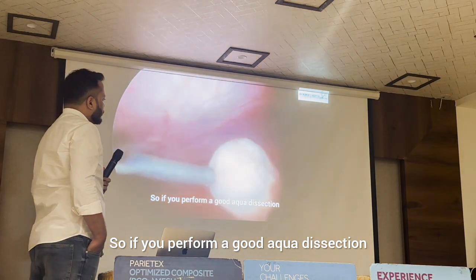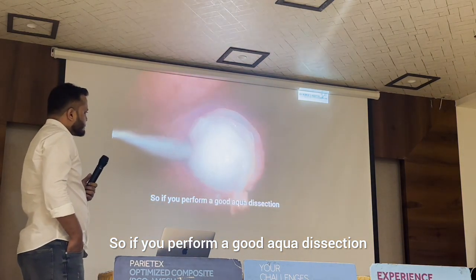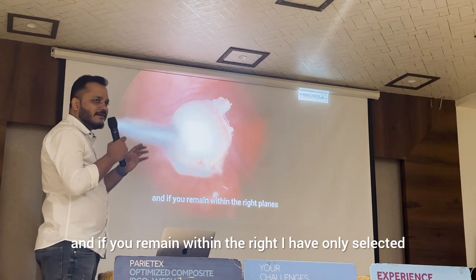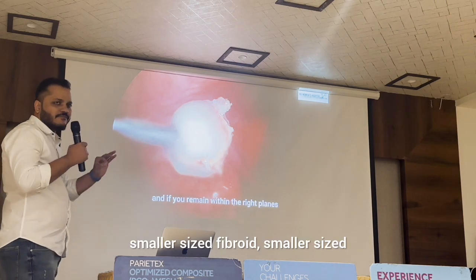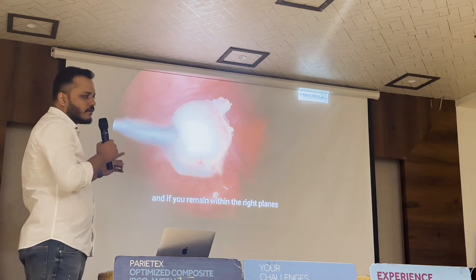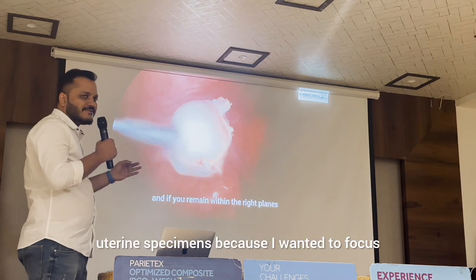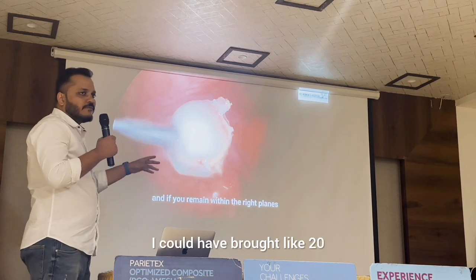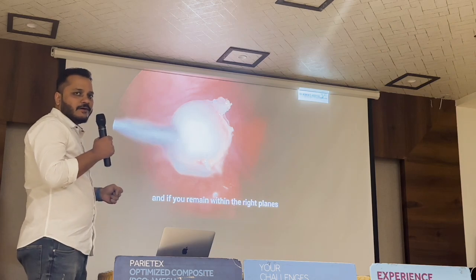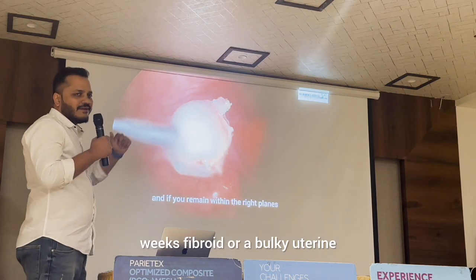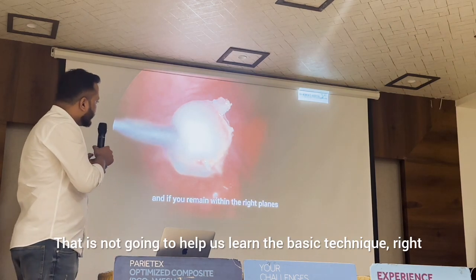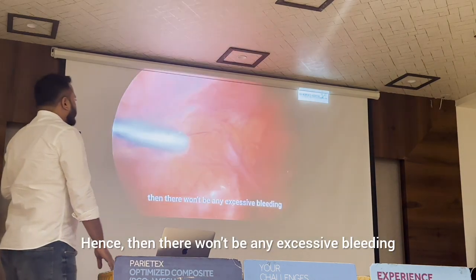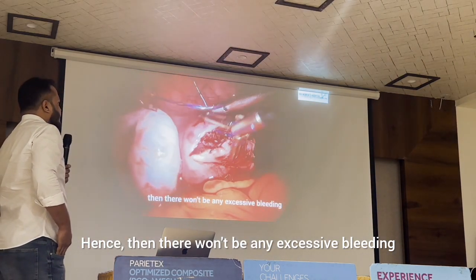So if you perform a good aqua dissection and remain within the right plane, there won't be any excessive bleeding. I have only selected smaller sized fibroids and smaller uterine specimens because I wanted to focus more on the methodology. I could have brought a 20 weeks fibroid or a bulky uterus, but that is not going to help us learn the basic technique, right?